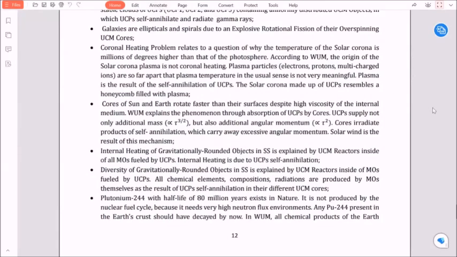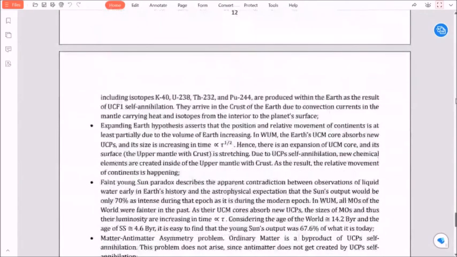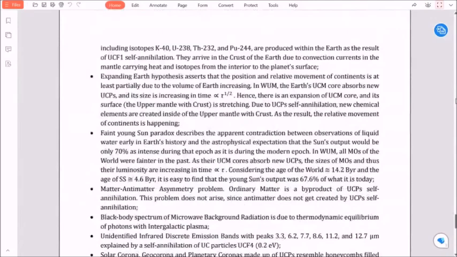In WUM, all chemical products on the Earth, including isotopes Ca-40, uranium-238, thorium-232, and plutonium-244, are produced within the Earth as the result of UCF1 self-annihilation. They arrive in the crust of Earth due to convection currents in the mantle carrying heat and isotopes from the interior to the planet's surface.